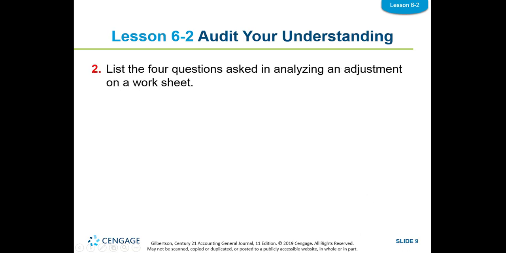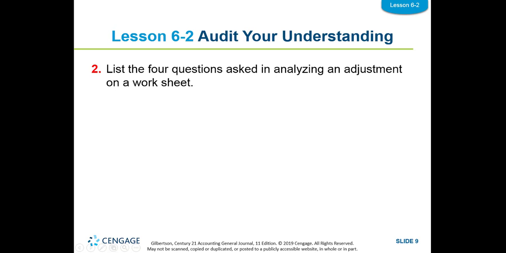My next question is, what are the 4 questions that need to be asked when you analyze an adjustment on a worksheet? So we know there are 4 of them. The accounting book does a very good job of listing them out. So our first question is, what is the balance of the account that needs to be adjusted? I will find that on my worksheet on the trial balance. The next one is, what should that balance be? We get that in the directions of the account. So it'll say that the value of supplies is $30, for example.